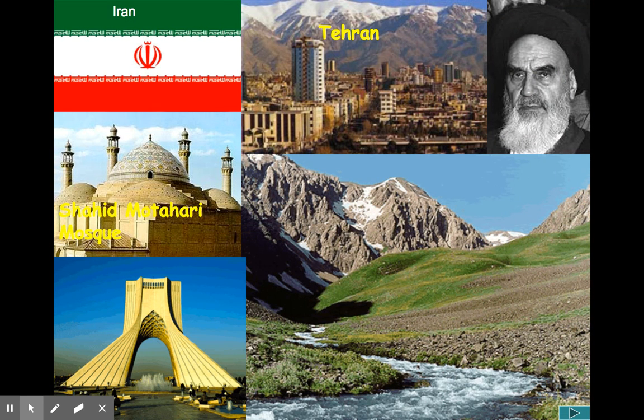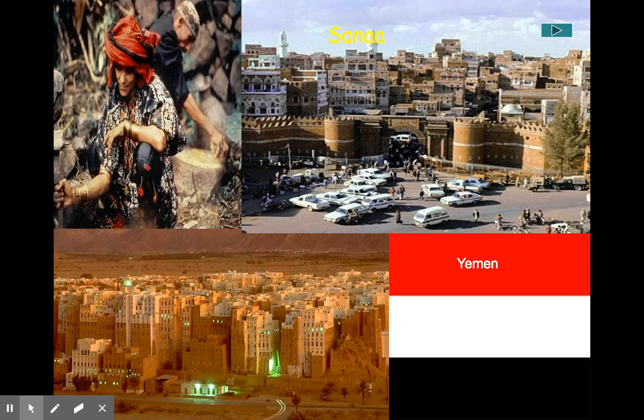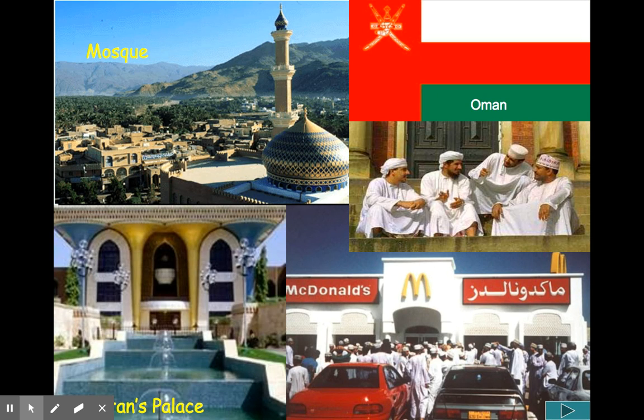You have, here's Iran. Iran's pretty mountainous. Iran has also been in the news a lot since before you were born with September 11th and us fighting a war in Iran. We'll keep going here. You've got Yemen. Yemen's really, really poor country. Oman's not as poor as Yemen, as you can tell.